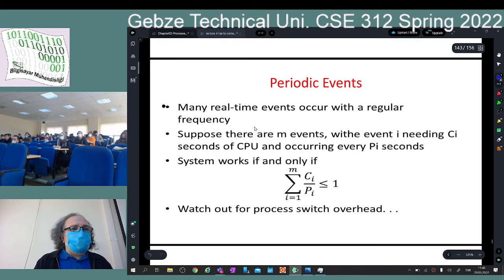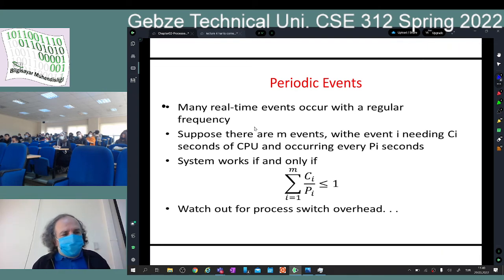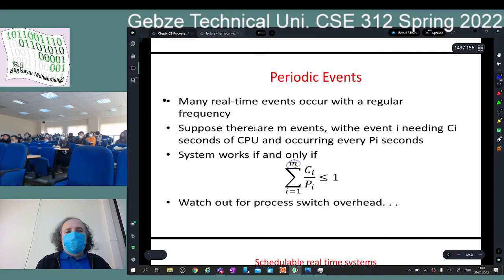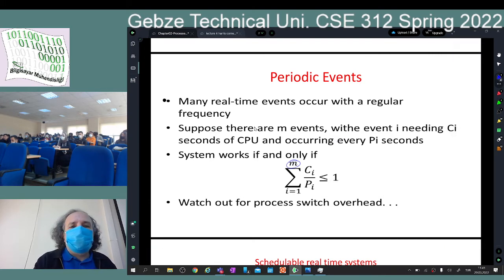Many real-time events occur with a regular frequency. It says that I need to check the brake pad temperatures 20 times a second. I need to check the engine temperatures 2 times a second. I need to do this and this and this. There are, let's say, a total of M processes, and process i needs Ci seconds, and it occurs every Pi seconds.